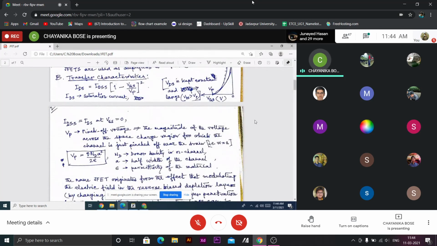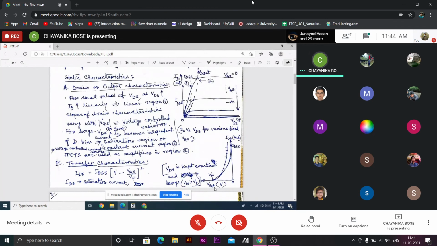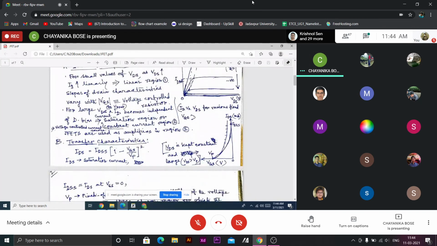And the transfer characteristic, IDS versus VGS, gate voltage with drain current. Here we will consider the drain current variation with gate voltage, keeping VDS fixed. The drain voltage is fixed for this curve. For different values of VDS, we can get different transfer characteristics.